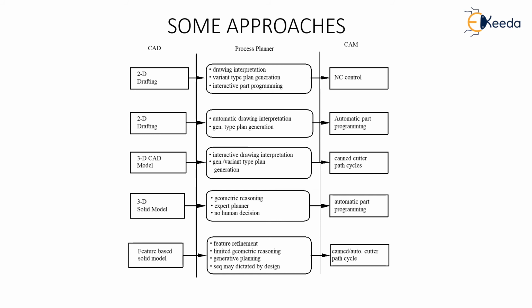Finally, we have 3D solid models, where geometric reasoning, expert planner, and without any human decisions, directly it can be done with automatic part program. And the feature-based solid model, where feature refinement, limited geometric reasoning, generative planning, sequential may be dictated by designing and by autocutter or path cycle.